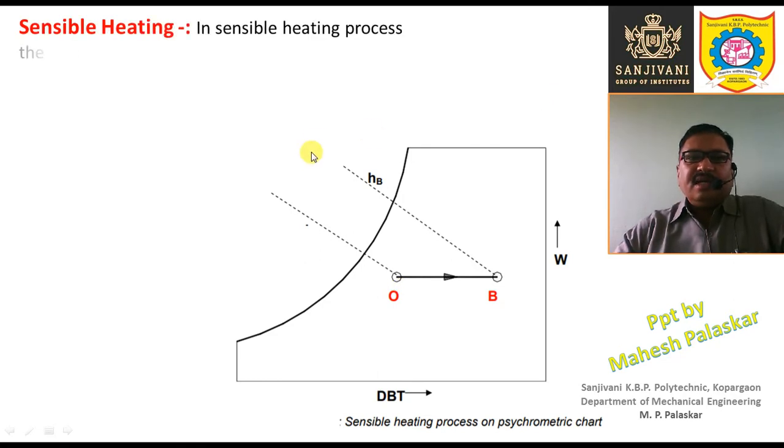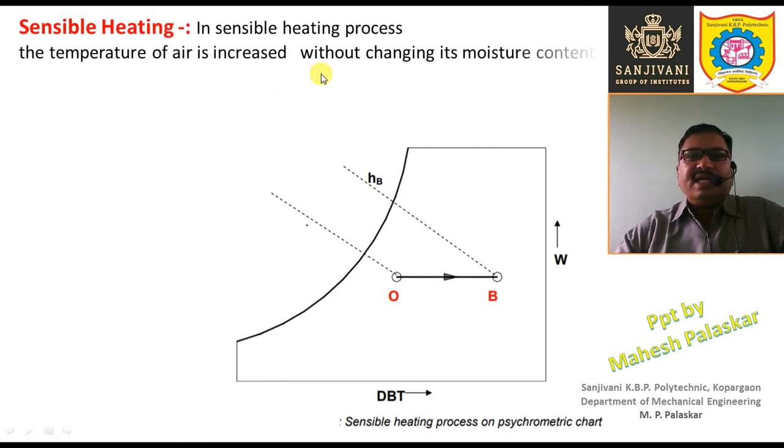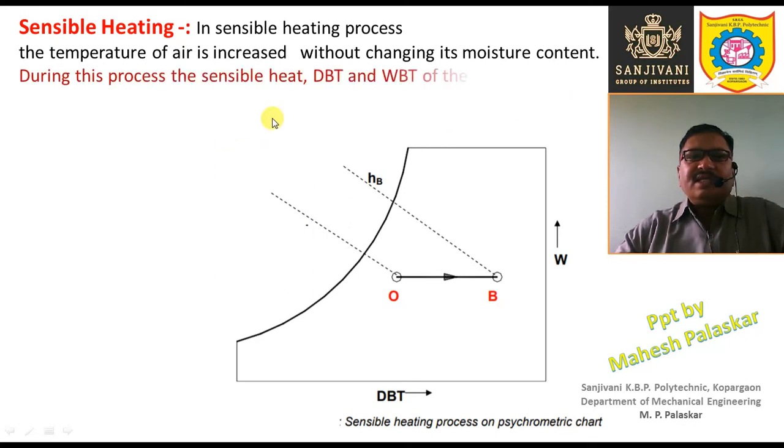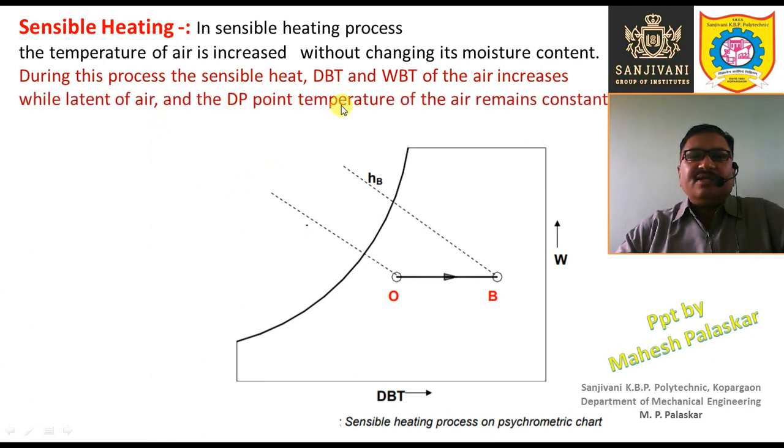Okay, so in the sensible heating process, the temperature of the air is increased without changing its moisture content. So the dry bulb temperature is increased here like this, and the specific humidity or the moisture content remains constant because it is a horizontal line. Okay, and it is pointing in the right direction. It means the dry bulb temperature is increased. During this process, the sensible heat, dry bulb temperature and wet bulb temperature of the air increase, while the latent heat of air and the dew point temperature of the air remain constant.